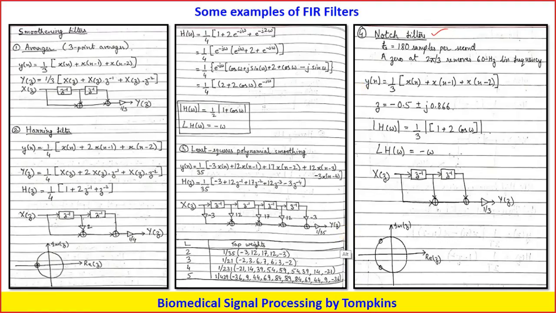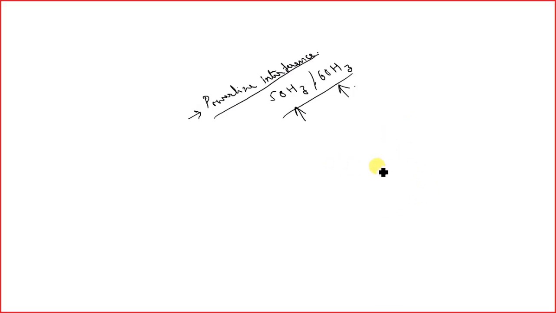So how can we remove this frequency component? If you look into the analog domain, you will be getting a frequency response something like this. That means at a particular frequency we will have to place a 0. So if it is 60 Hertz, we have to place a 0 at 60 Hertz. Okay.